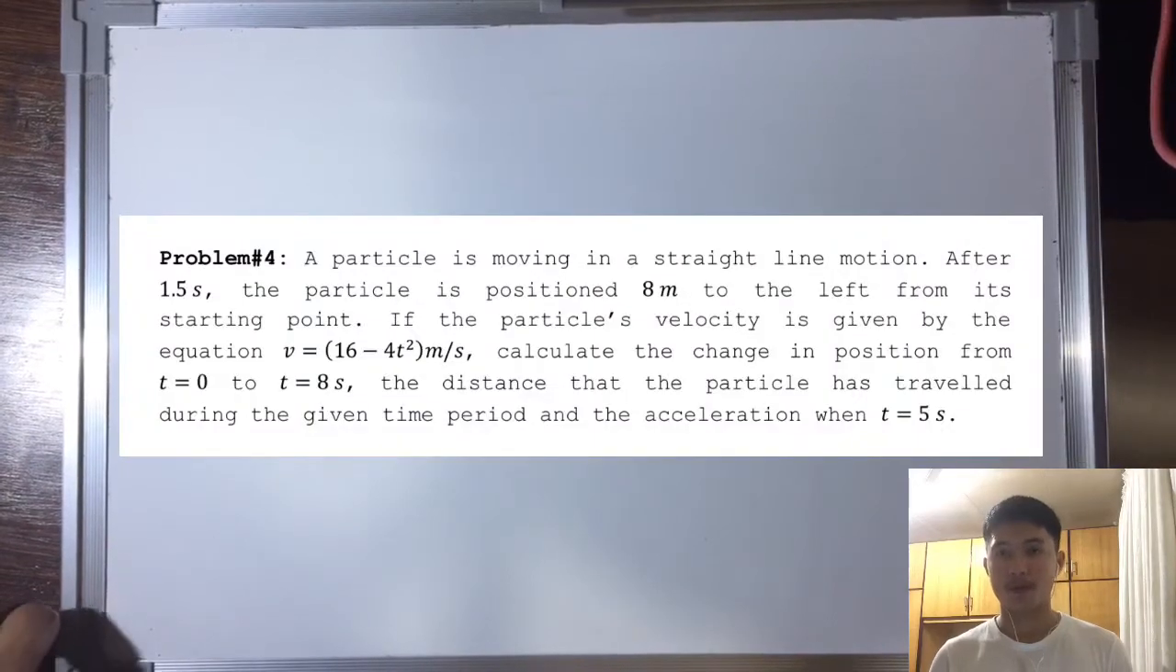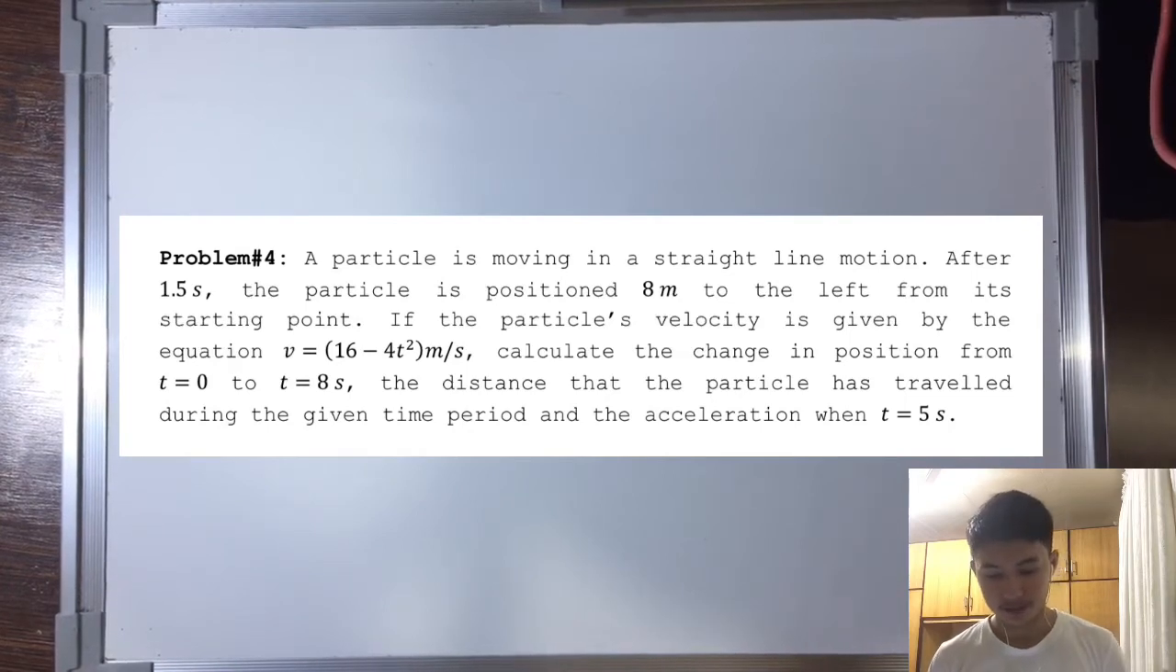So next, for problem number 4, we have a particle moving in a straight line. After 1.5 seconds, the particle is positioned 8 meters to the left from its starting point. If the particle's velocity is given by the equation v = 16 - 4t² meters per second, calculate the change in position from t = 0 to t = 8 seconds, the distance that the particle has traveled during the given time period, as well as the acceleration when t = 5 seconds.